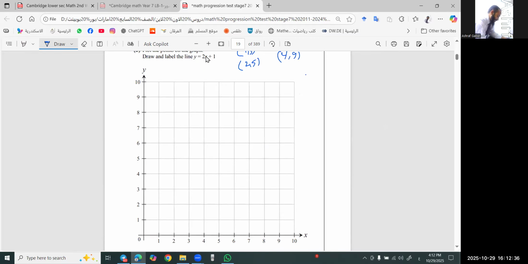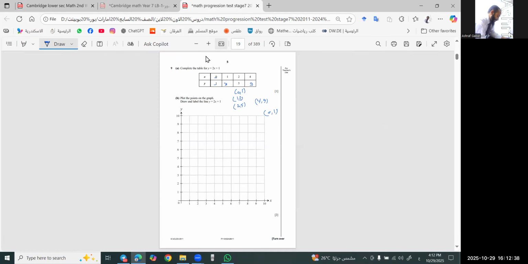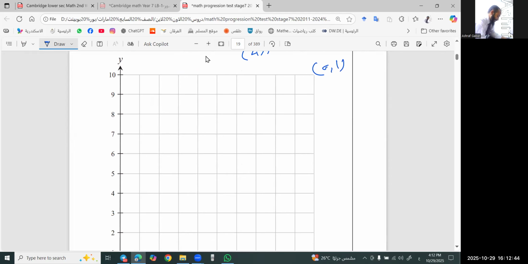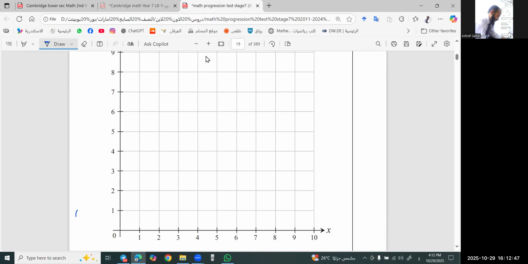How can we solve these exercises here? We have the first point, 0 and 1. How can we get this point? This line represents the x-axis, and this one represents the y-axis. Sorry, this line is y, and this line is x. We have 0 and 1. We have two 1s, but this 1 is in y. So the first point we put here.